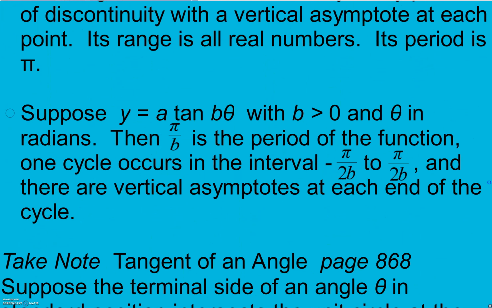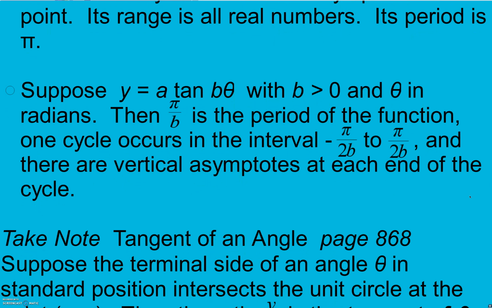Suppose y equals a tangent of b times theta, with b greater than 0 and theta in radians. Then pi over b is the period of the function. One cycle occurs on the interval from negative pi over 2b to pi over 2b, and there are vertical asymptotes at each end of the cycle. So all we're saying here, guys, is that if we have pi over b, we're going to center it. So half of it goes to the left, half of it goes to the right, half to the negative, half to the positive.